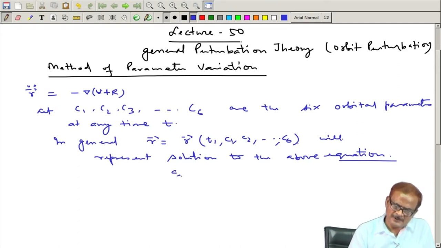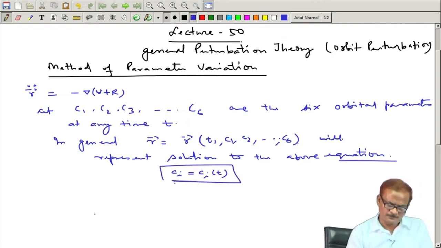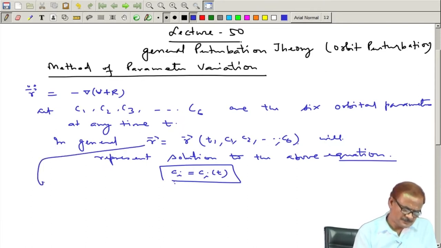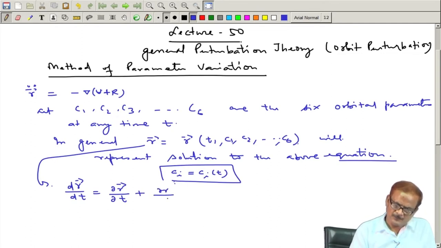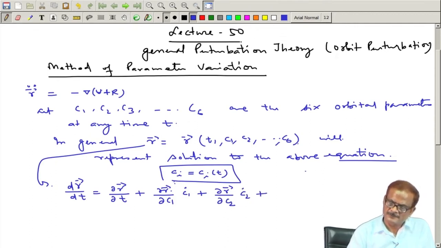And here the c i we can write as c i of t. So, therefore, immediately from this place we can observe that d r by d t can be written as dou r by dou t plus dou r by dou c 1 times c 1 dot plus dou r by dou c 2 times c 2 dot, where c 1 dot is nothing but dou c 1 by dou t, and so on, up to dou r by dou c 6 times c 6 dot.